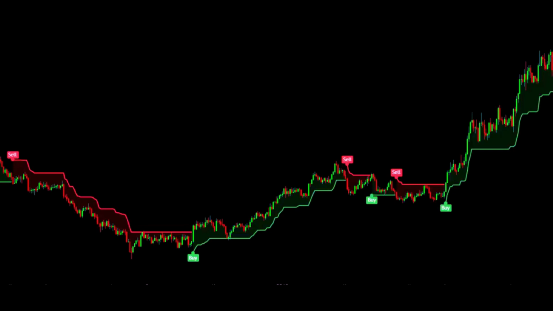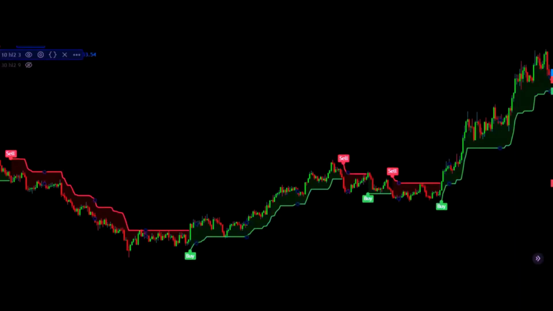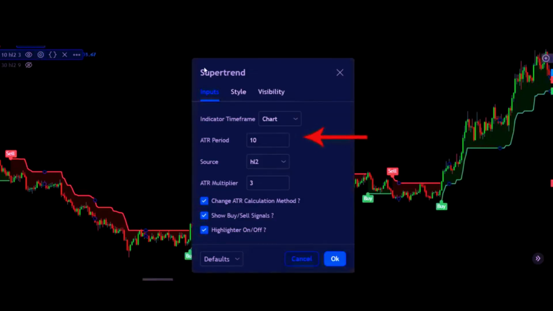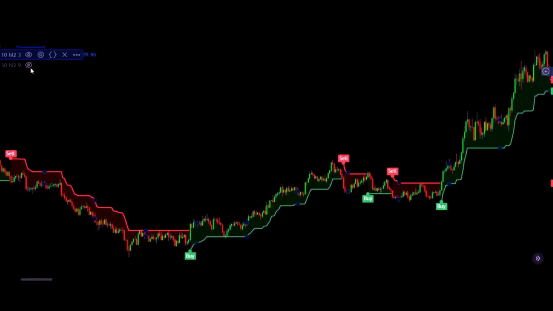In this, we will be using 2 super trend indicators. Whatever the first indicator we use, its value will be the default. That is, as said earlier, the value of the ATR period will be 10, and the value of the ATR multiplier will be 3. We will not make any changes to this.